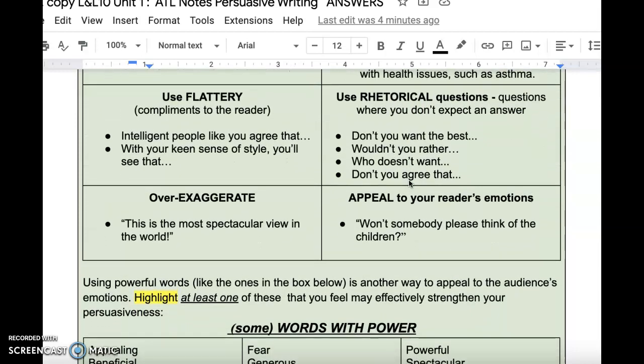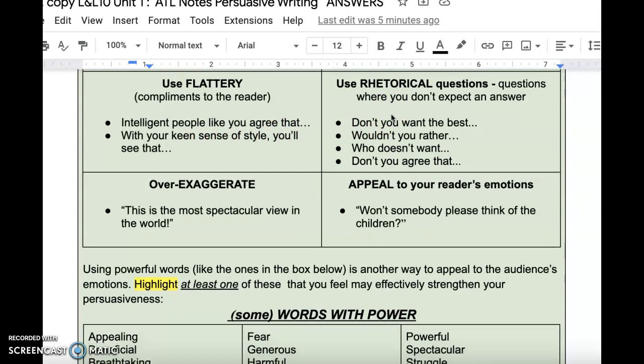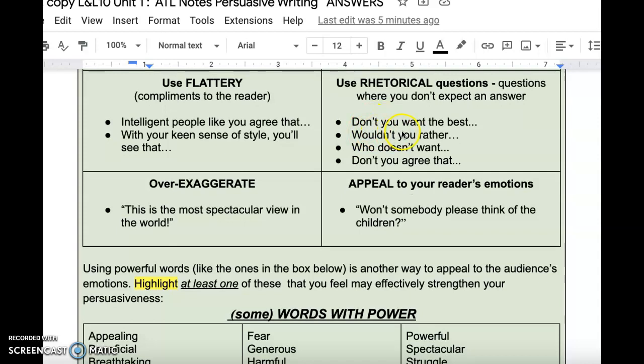A few more strategies are to use flattery, meaning you're going to compliment the reader. Here are some examples. Intelligent people like you agree, or with your keen sense of style, you'll see that. And use rhetorical questions, such as, don't you want the best? Or wouldn't you rather? Don't you agree that? These are all called rhetorical questions. You don't necessarily expect them to respond to you in your writing, but you're getting them to question it in their minds.